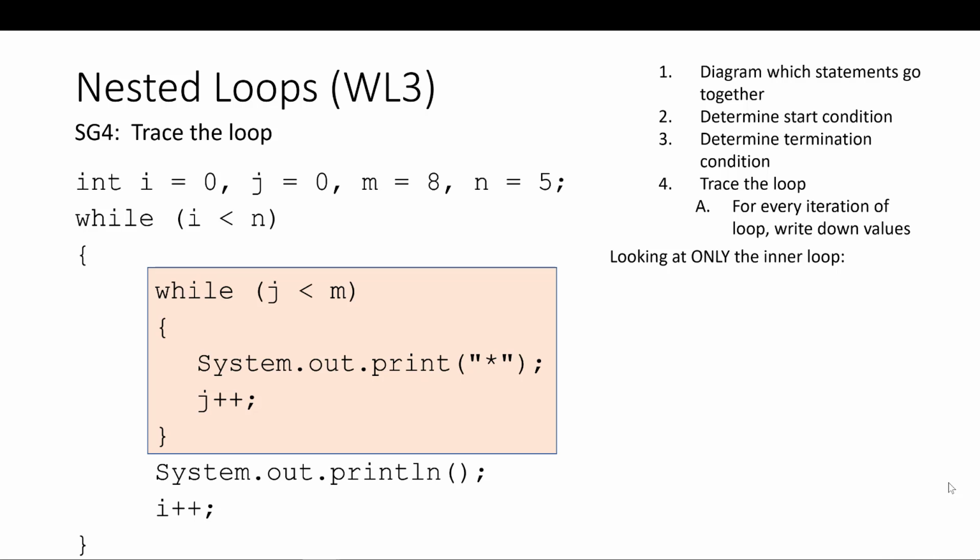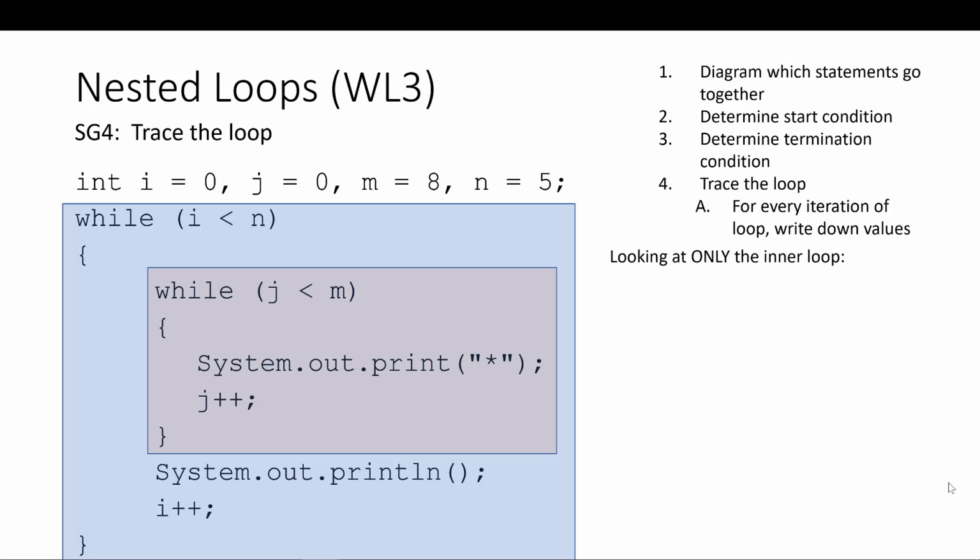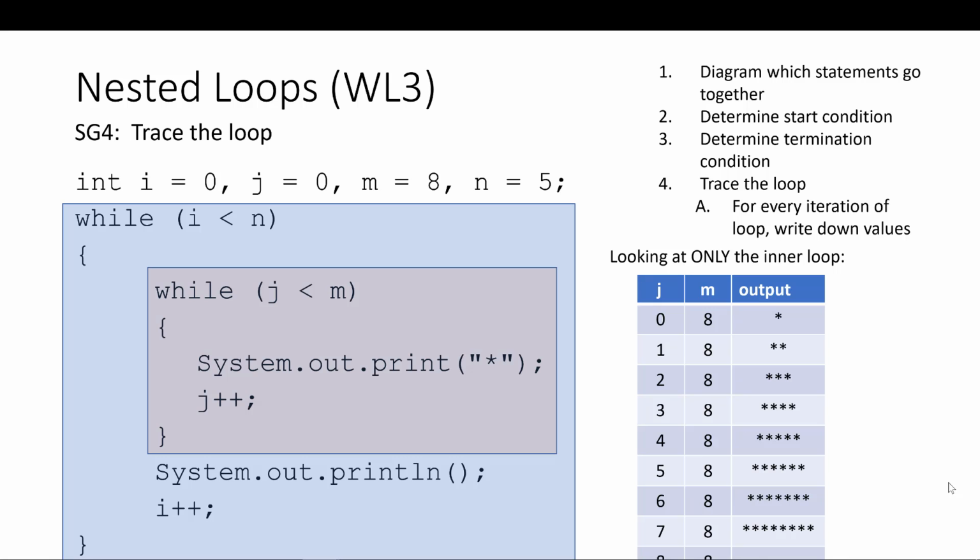Now we want to trace through the loop. Looking only at the inner loop, we can see that j begins with 0 and will basically count up 8 times. When we begin, j is 0. 0 is less than 8, so it will print 1 asterisk. J gets incremented to 1. 1 is less than 8. Print another asterisk. We can see that as j increments, another asterisk is printed onto the output. So in the end, we will have 8 asterisks.